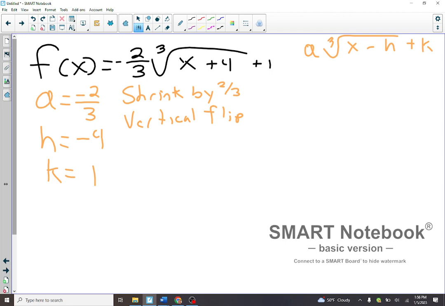All right, H. H is negative 4. Negative 4 is going which way? Left. So it's left 4. You have to have vertical flip, or if you wrote flip, I'll be fine. But flip or left 4. And then this is 1, so up 1.